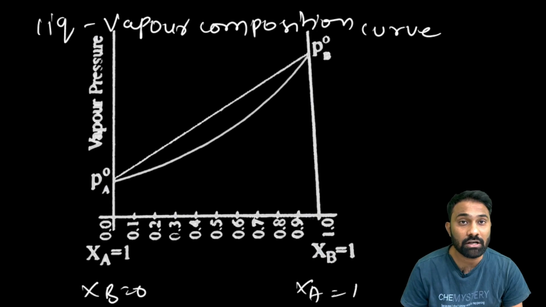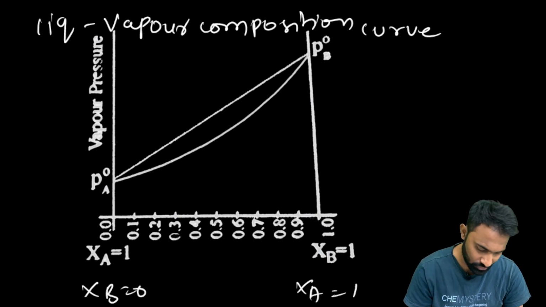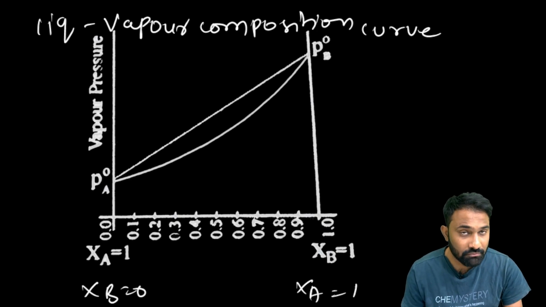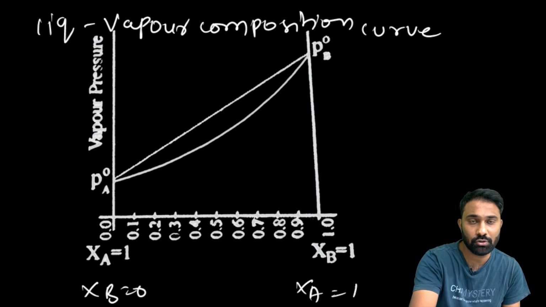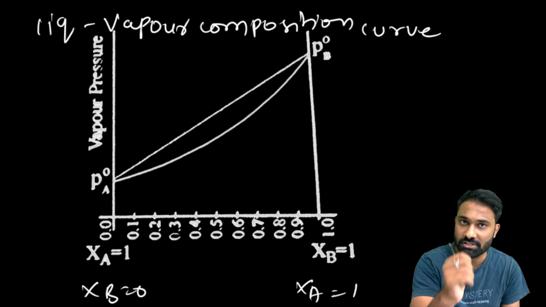and how it is related with, which one? How it is related with the fractional distillation. Now you see here, if these curves are clear for you, the topic which we are going to study, that is azeotropic mixture, it will be clear for you.